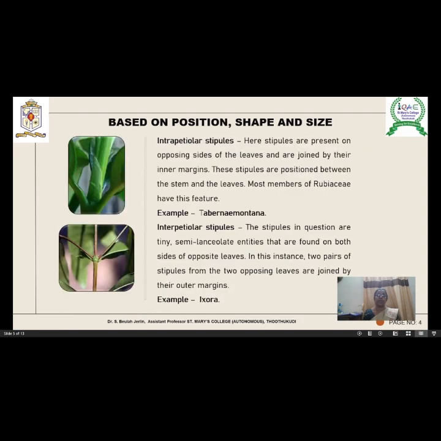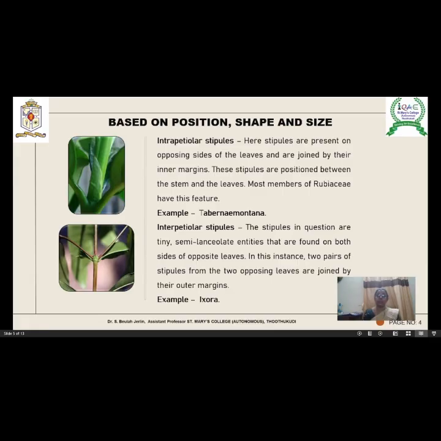Intrapetiolar stipules. Here, stipules are present on opposing sides of the leaves and are joined by their inner margins. These stipules are positioned between the stem and the leaves. Most members of Rubiaceae have these features. Example, Tabernaemontana.